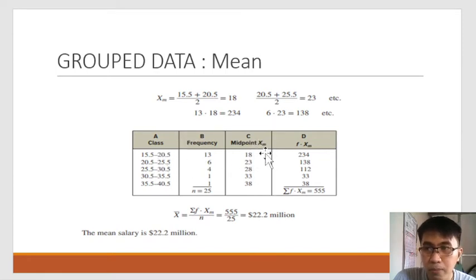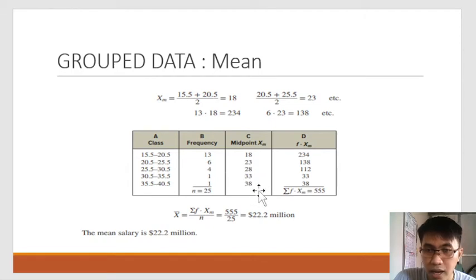So kapag po midpoint, this is the lower value plus the upper value divided by 2. So in this case, 15.5 plus 20.5 divided by 2, yun po ay 18. Kaya 18 po ang midpoint nung unang class boundary. Yung susunod, 20.5 plus 25.5 divided by 2, that is 23. And so on. So, ganun lang po yung gagawin natin to get the midpoint for each class boundary or for each interval.